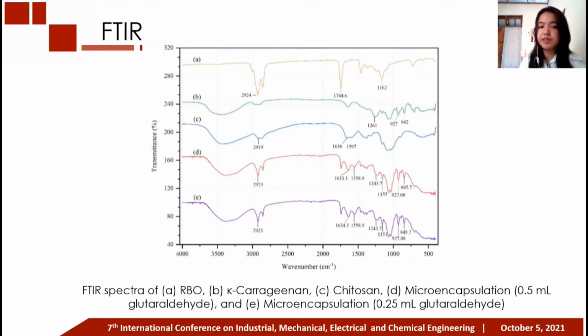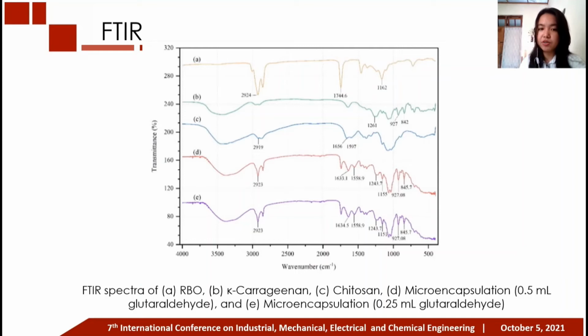Okay, now we discuss the results of the characterization test using FTIR. As is well known, FTIR is a tool used to determine the functional groups present in the sample. The results of the FTIR test of our samples in the form of spectra can be seen in the image shown on the slide, where image A is rice bran oil, image B is Carrageenan, image C is Chitosan, image D is microencapsulation in the sample with the addition of 0.5 milliliters of glutaraldehyde, and image E is microencapsulation of the sample with the addition of 0.25 milliliters of glutaraldehyde.